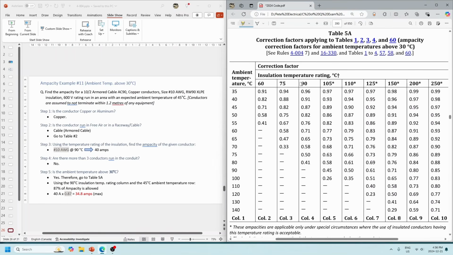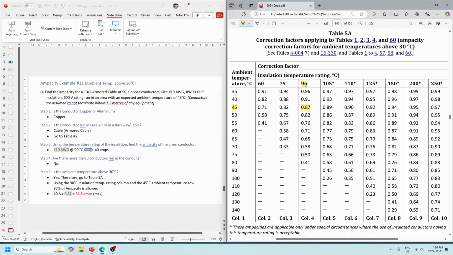Okay, so first thing is we're looking at the 90 degree column, right? So we're looking at RW90 here. And the next thing we're going to do is go down to the 45 degree ambient temperature row. Okay, so we're right here, and we're going to find out where those two intersect.